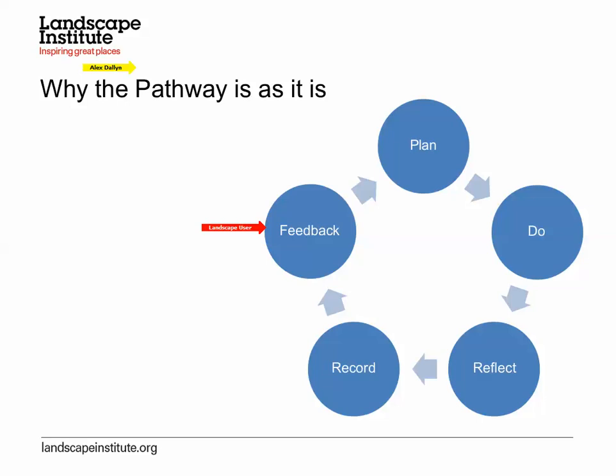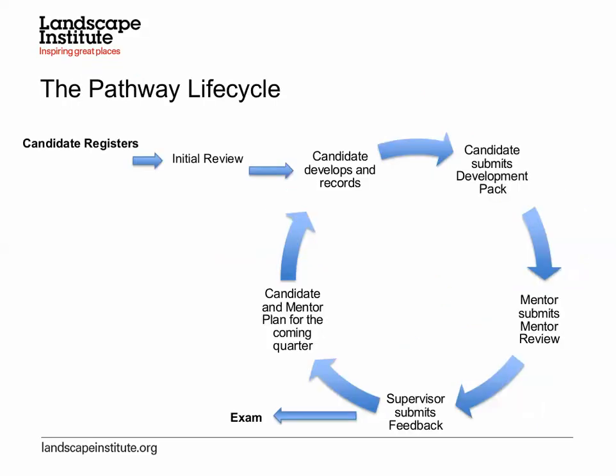The vast majority of professional bodies will refer to the professional development cycle, or PD cycle, or CPD cycle, somewhere on their website, and certainly when they're talking about career development for members. So bearing in mind plan, do, reflect, record, and then feedback, you can see where the pathway actually came from. You've got planning, you've got doing and recording, then you've got reflecting as well as part of this, and then you've got feedback, with the mentor reviewing and then feeding back. So we've got plan, do, review, record, and feedback, all here in this pathway lifecycle.